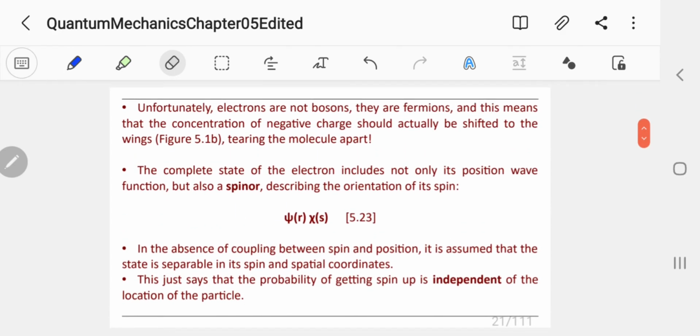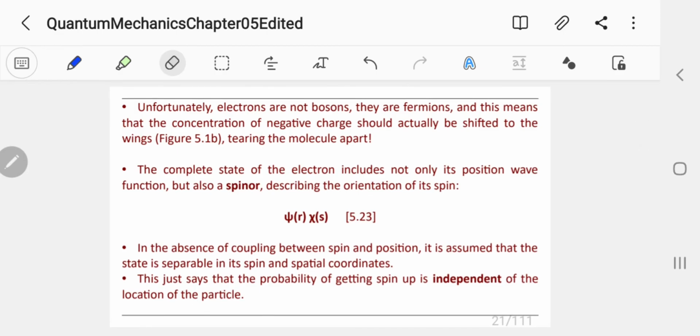Now, if we include spin, the wave function would look like this. It's a product of the wave function of space, and of course the wave function of the spin. So in the absence of coupling between spin and position, it is assumed that the state is separable in its spin and spatial coordinates, or the spin is independent of the location of the particle.